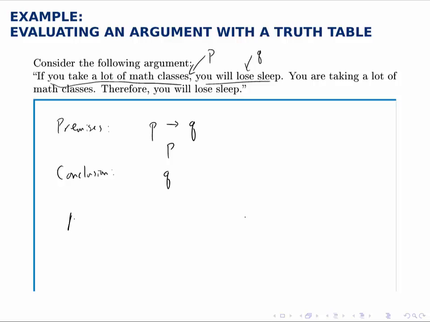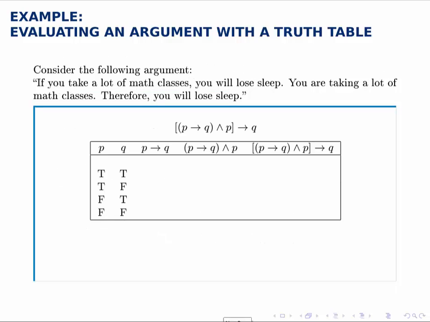So the argument in full form looks something like this. We take our premises, the first one and the second one, implies the conclusion. So remember, this is the form of an argument where in brackets we put all of the premises separated by and, and then these premises all together imply the conclusion. To evaluate whether this argument is valid or not, we'll go to the truth table.